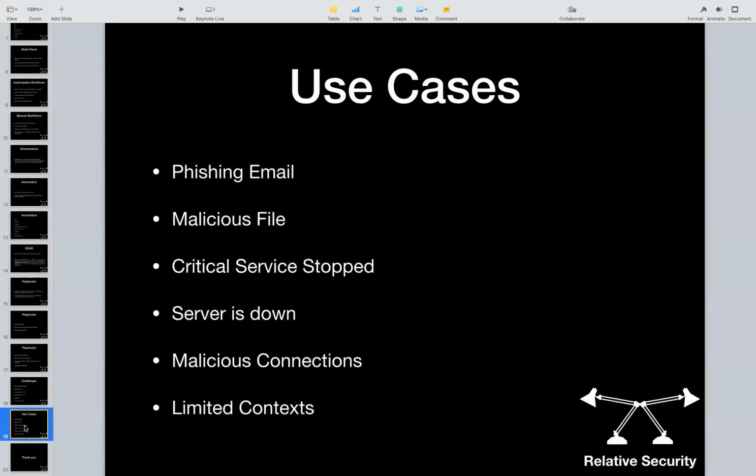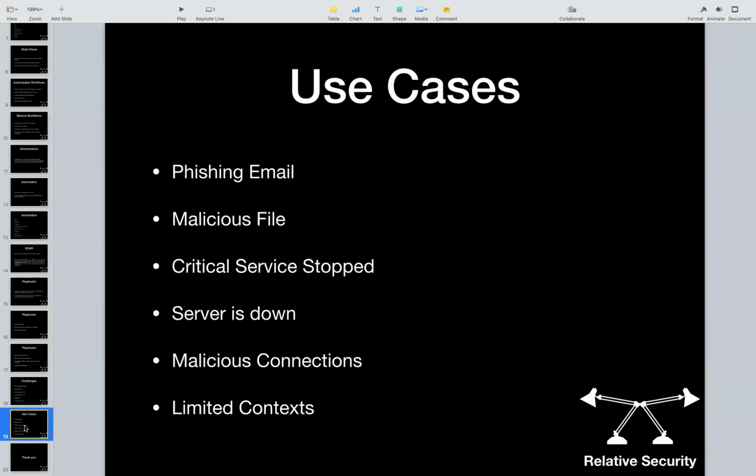Malicious file, if some malicious file was downloaded, what happens to that? Similarly, a critical service has been stopped or the server is down. Who is the person responsible that the SOAR can maybe shoot an email to? Maybe SOAR can generate a ticket in your service ticket platform, or SOAR can be configured to send a message or a phone call to your relevant resources. So these are different use cases.